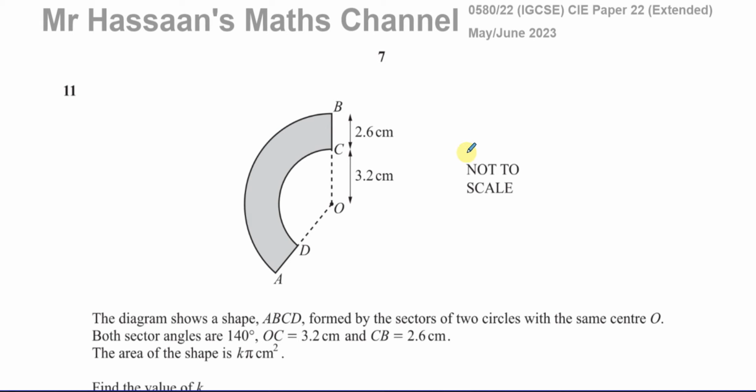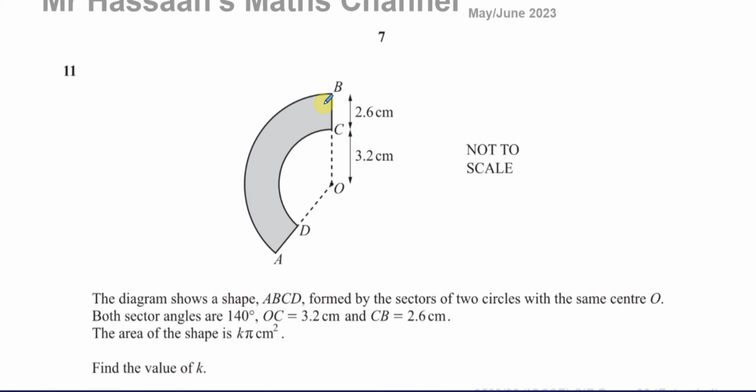And this question here is about this kind of part of a sector of a circle. You can think of it as a bit out of a donut.